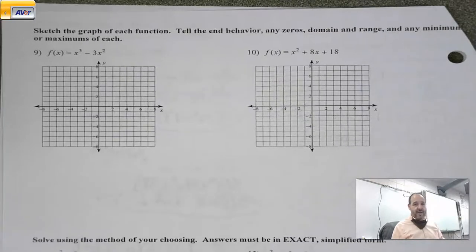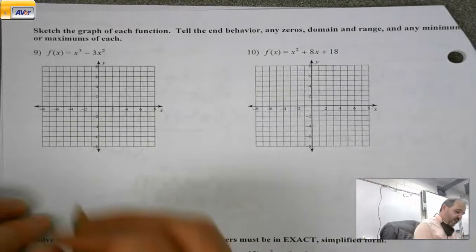Lots of stuff going on in this one. Sketch the graph of the function. Tell the end behavior, zeros, domain and range. Any minimums or maximums of each. So, good news here.